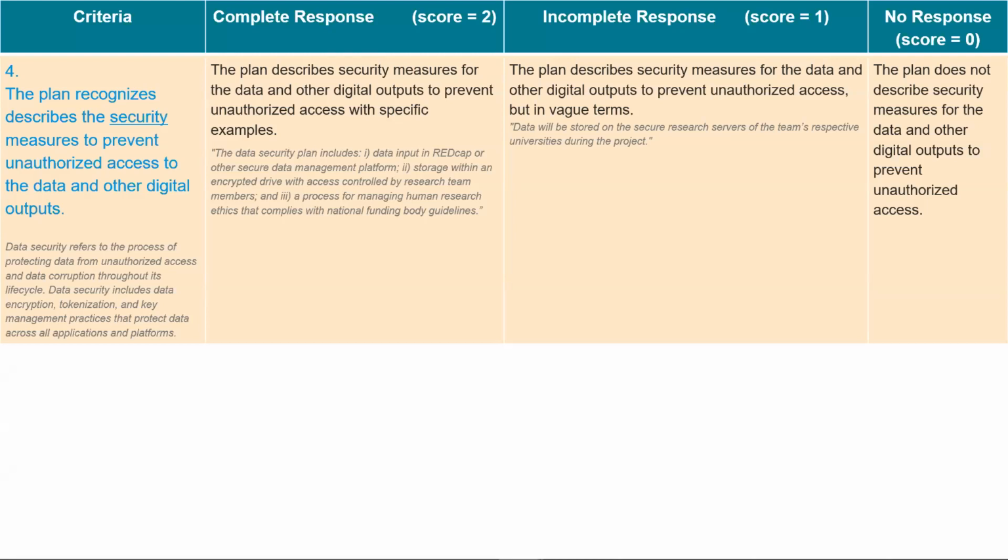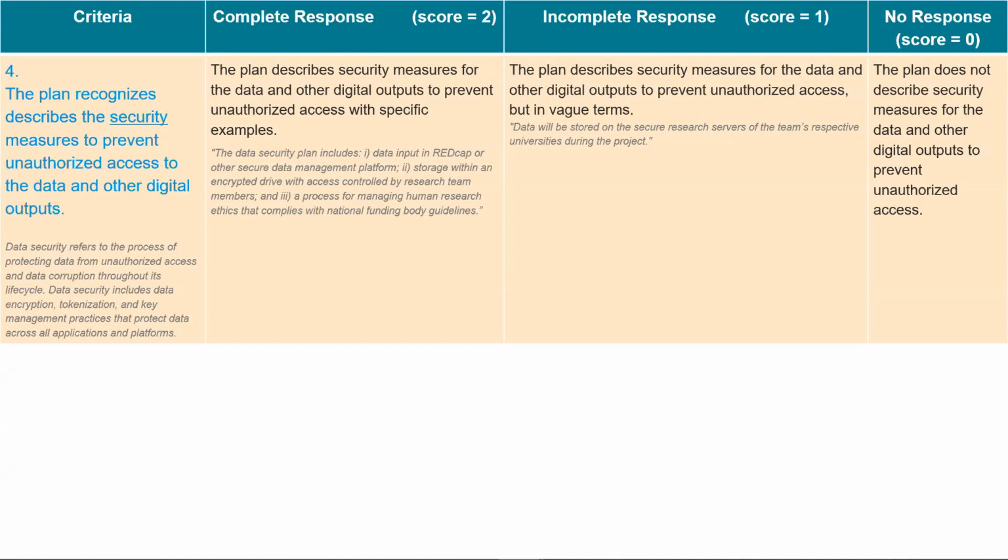Data security refers to the process of protecting data from unauthorized access and data corruption throughout its life cycle. A complete response to criteria 4 would be the plan describes security measures for the data and other digital outputs to prevent unauthorized access with specific examples. So a data security plan that names these steps, whatever is actually happening to help control access to data.